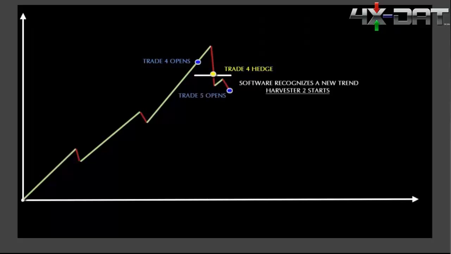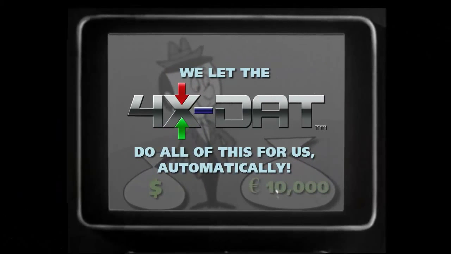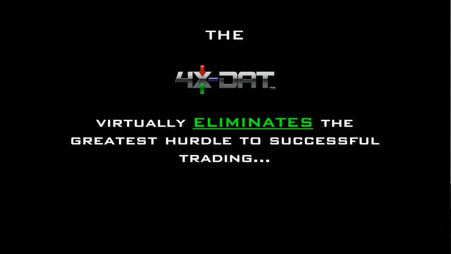I know what you must be thinking. How can we possibly manage to keep track of all of this? Quite simply, we do it automatically. That's right, we set up our strategy, and then we let the software trade it for us, thus eliminating not only hours in front of the computer waiting for the perfect setups to occur, but also eliminating a trader's worst enemy, his or her emotions.